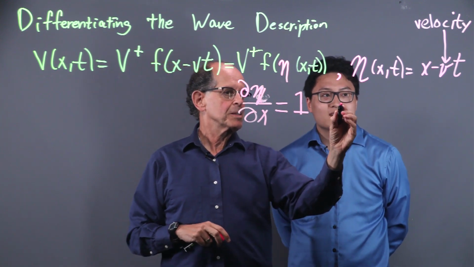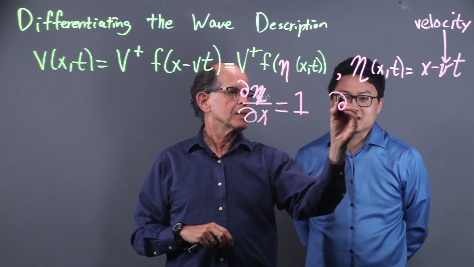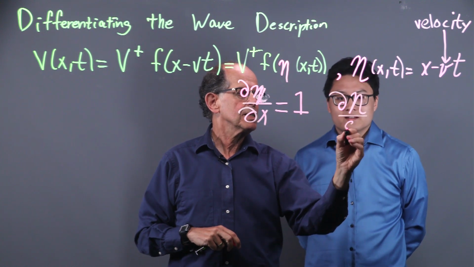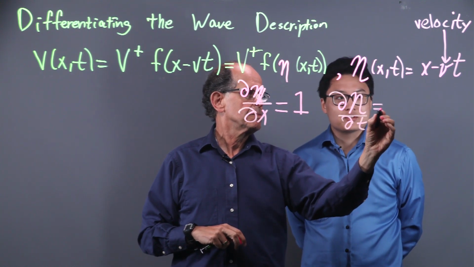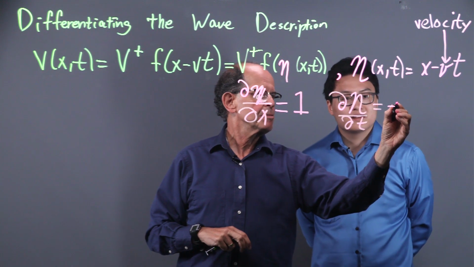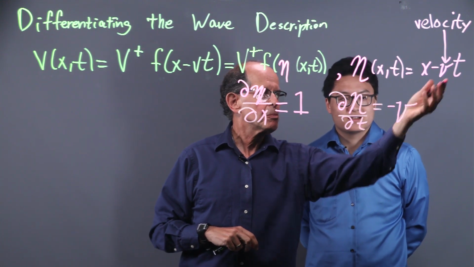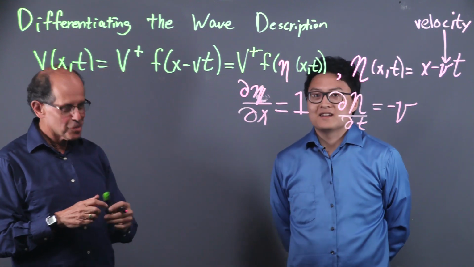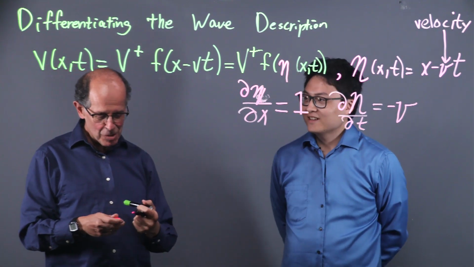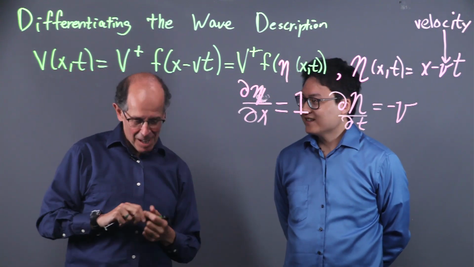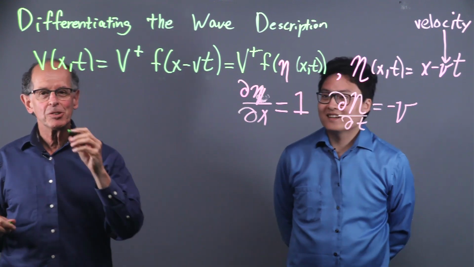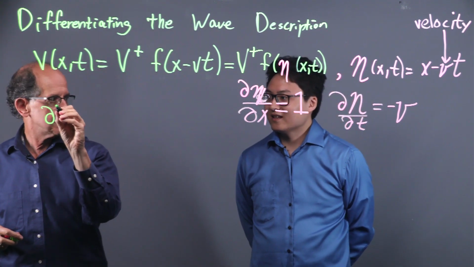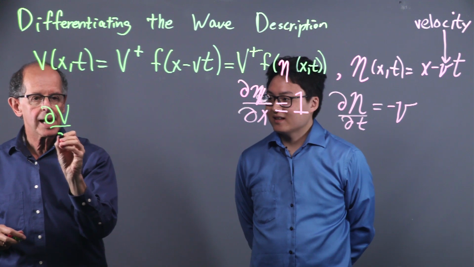And of course, the other thing is the partial of eta with respect to t. The partial of eta with respect to t is just negative v. Negative v. Partial derivative. Now, this is going to be your exercise, Sam. Ooh. I'll start you off by asking you to differentiate dV/dx.